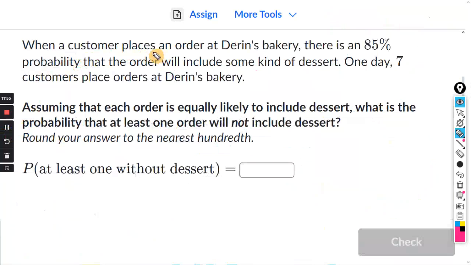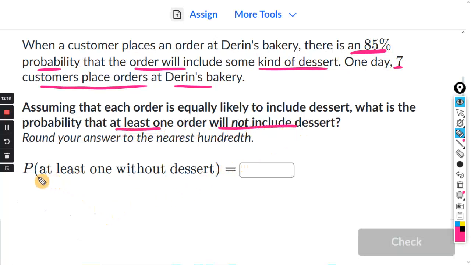When a customer places an order at Darren's Bakery, there is an 85% chance that the order will include some kind of dessert. One day, 7 customers place orders at the bakery. Assuming that each order is equally likely, what is the probability at least one will not include dessert?